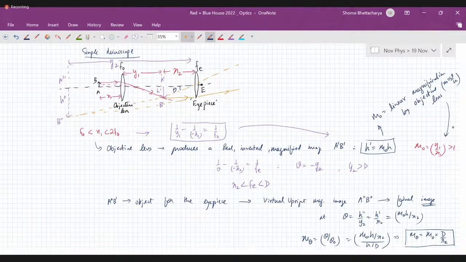And yes, in the case of a simple microscope, the final image is inverted compared to the original object. But that is not a problem for a microscope. Like when you're looking at, let's say, cells or microparticles or microorganisms, etc., through a microscope, you're not really worried about the image being inverted.